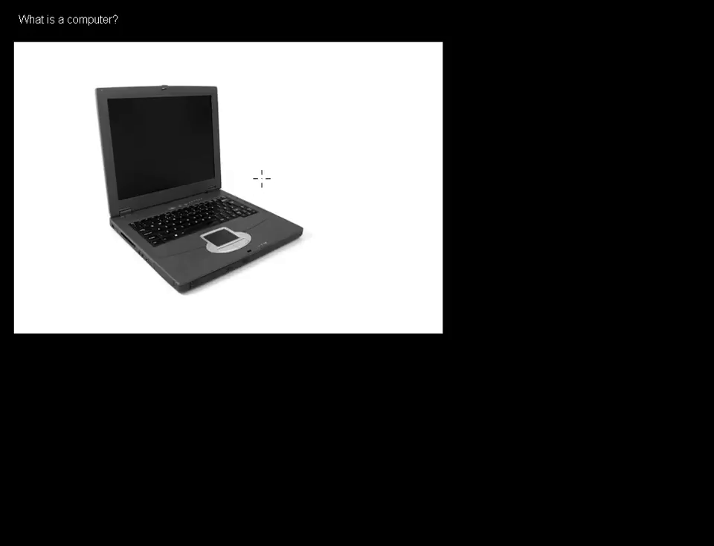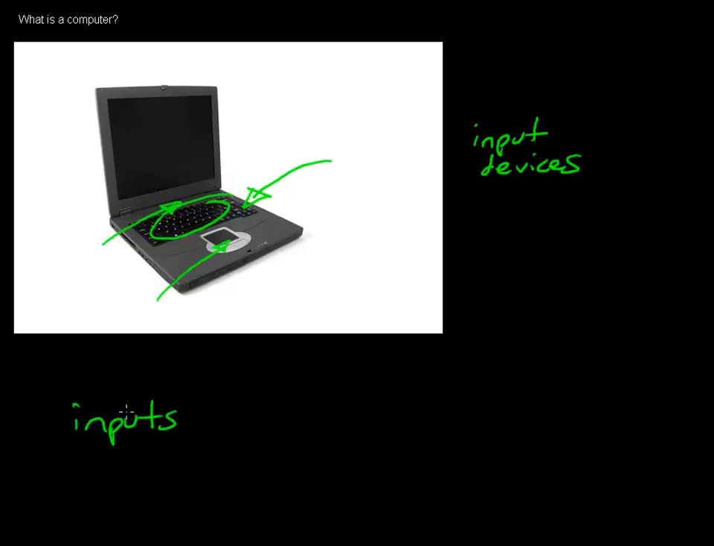So first of all, if we look at this computer, this laptop here, then we can look at the fact that we can get information into a computer. So we can use this keyboard here. There's some buttons up the top here which we can get information into, and there's also a trackpad here. So all of these devices are called input devices, and they all allow us to get things into the computer. These parts of information we get into the computer are called inputs.